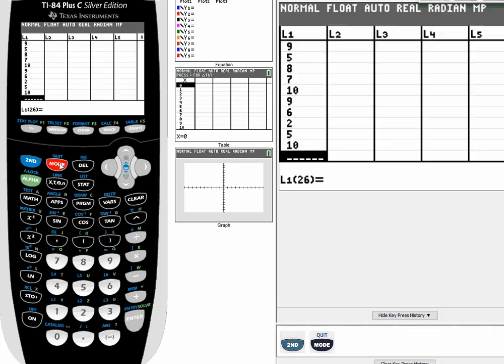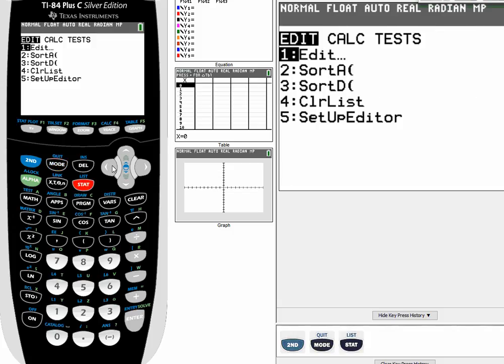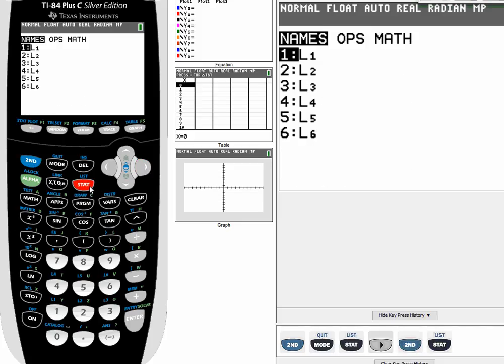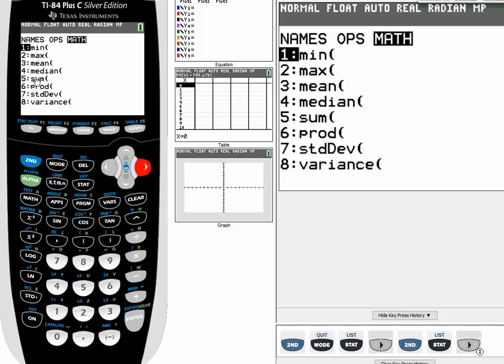Go second, quit. And then if you push stat, and then go, just kidding. If you go second stat, and you know, I don't use the calculator a lot, so I sometimes forget where it is. If you go to second stat, you want to go to math. And there is mean, number 3.